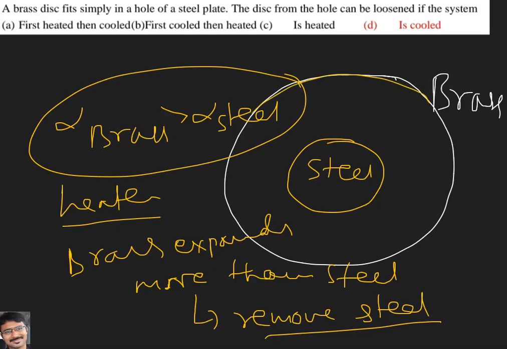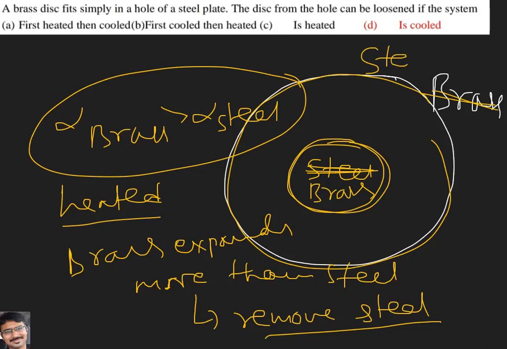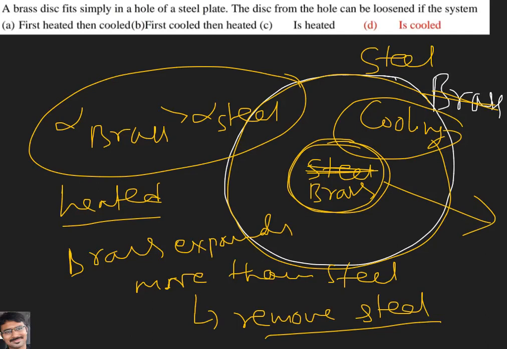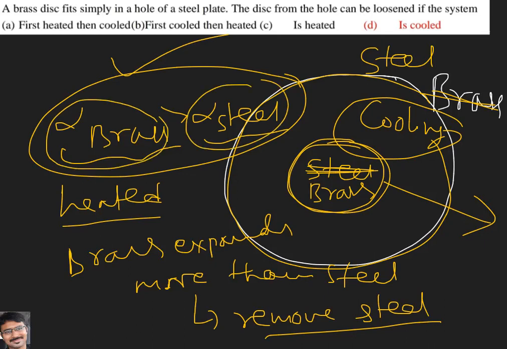So in the reverse question, suppose the outer one is brass and the inner one is steel, we have to do heating. But if, according to the question, the inner one is brass and the outer one is steel, then we have to do cooling to remove brass from steel. This phenomenon you have to be very clear about, and it's a very important logical topic. You have to know which alpha is greater. Without this information, you can't solve it. Remember always, brass alpha is greater than steel alpha.